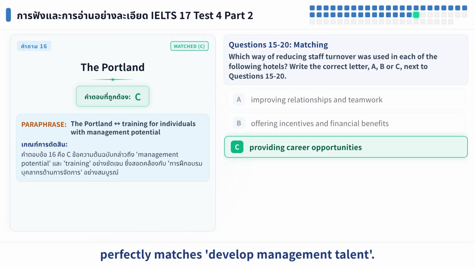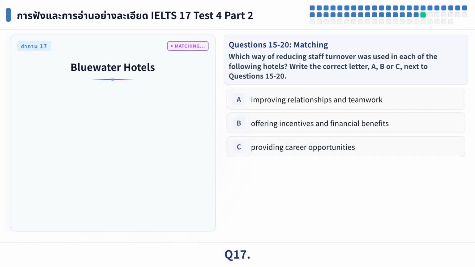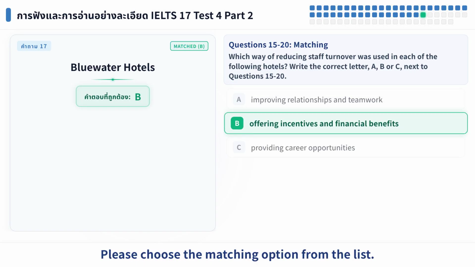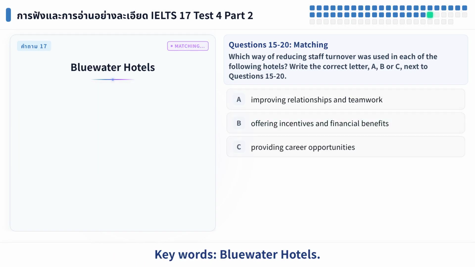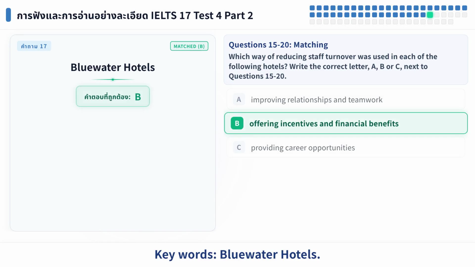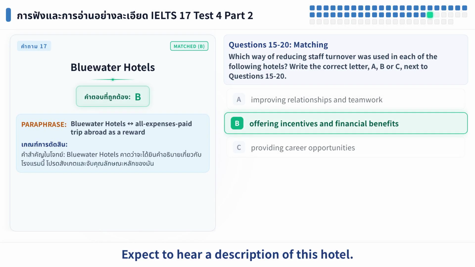Question 17. The statement is Bluewater Hotels. Please choose the matching option from the list. Pause the video to try it yourself. Keywords: Bluewater Hotels. Expect to hear a description of this hotel. Focus on catching its main feature.